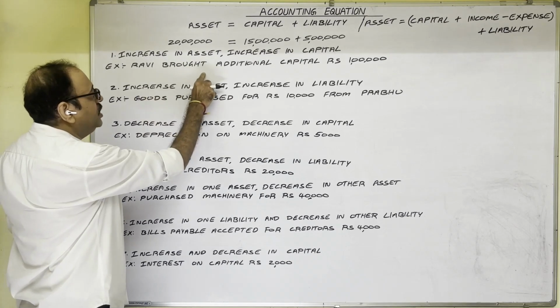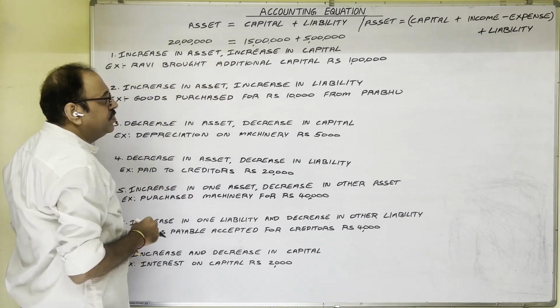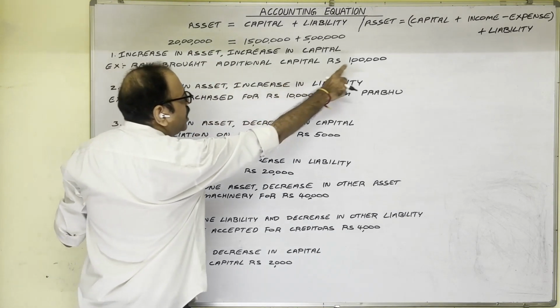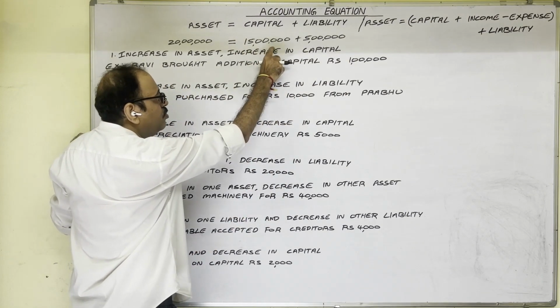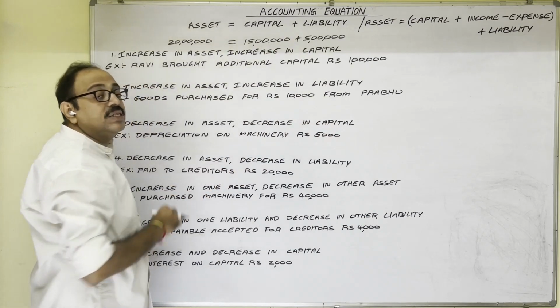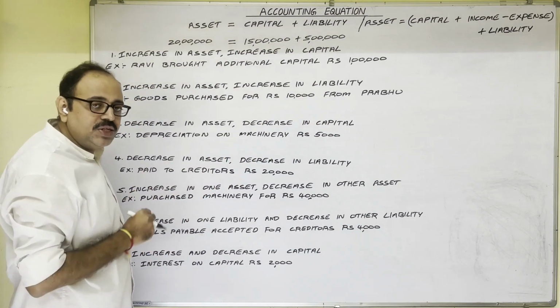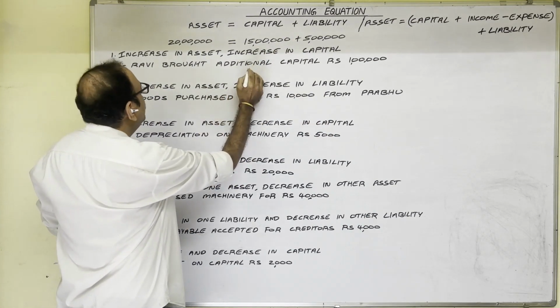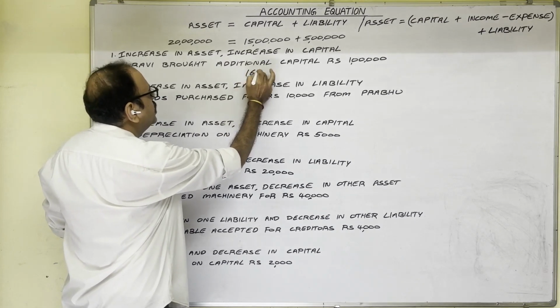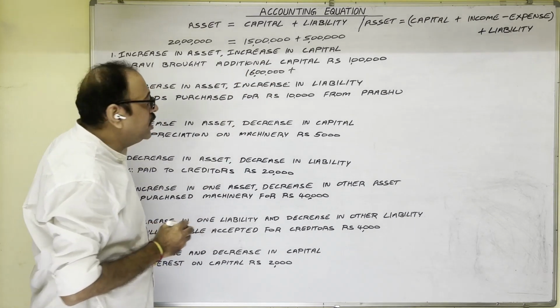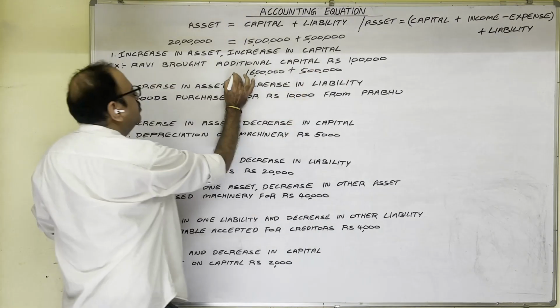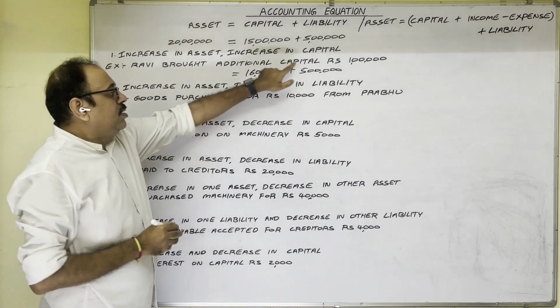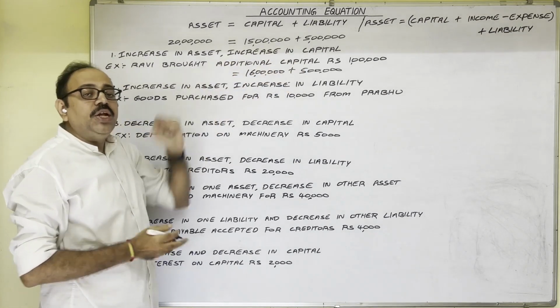Because of this transaction, how do these values change? Additional capital 1 lakh is coming now. So capital is 15 lakh rupees. When owner brings extra capital, then capital increases, no? Now capital becomes 16 lakh rupees. There is no change in outside liability. So outside liability is 5 lakh rupees. 1 lakh rupee cash is coming into the firm.